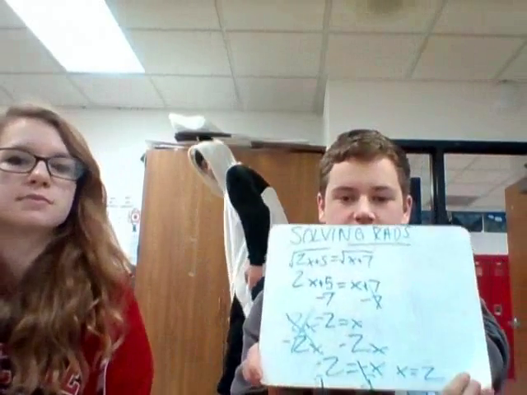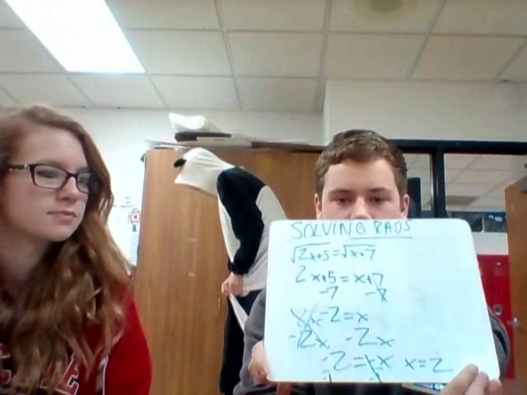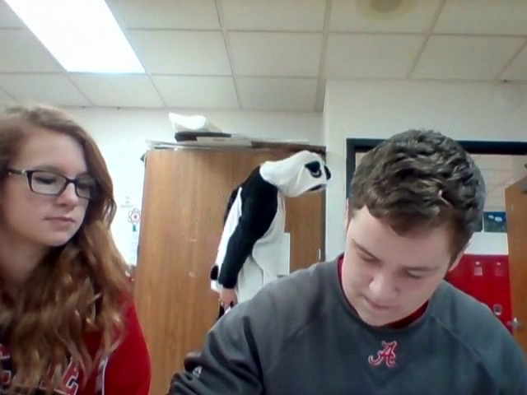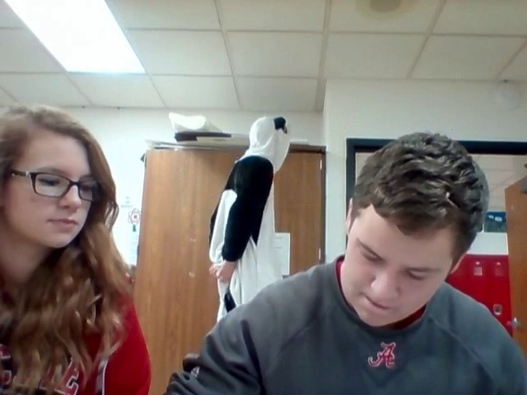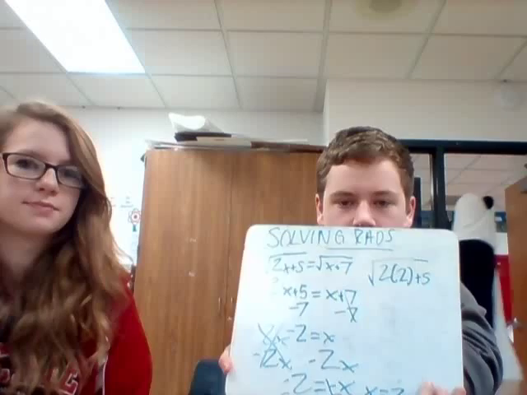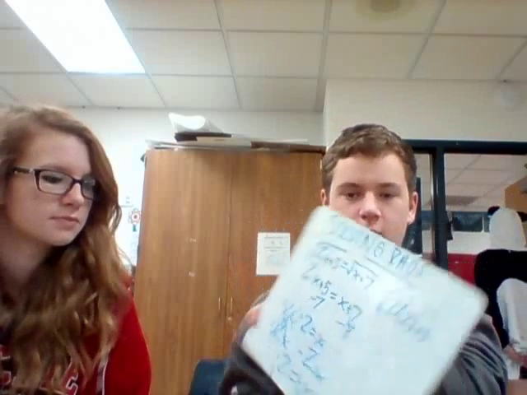But to check your answer, you would have to plug it back into your original equation. So that's the first part. So 2 times 2 is 4. 4 plus 5 is 9. And the square root of 9 is 3.